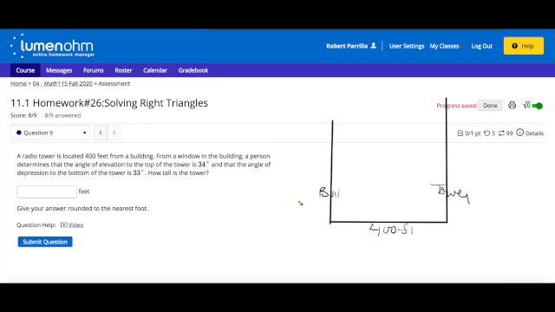What do we know? Okay, you're in a window in the building, so you're here someplace, and a person determines the angle of elevation to the top of the tower. Okay, so you're going to need another line. The angle of elevation from your viewpoint to the top of the tower is 34 degrees. So this angle is 34 degrees. And the angle of depression to the bottom of the tower is 33 degrees. If you were to look down to the bottom of the tower, you would be doing that here. And they want to know how tall the tower is.